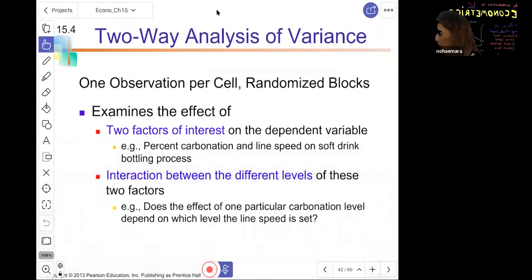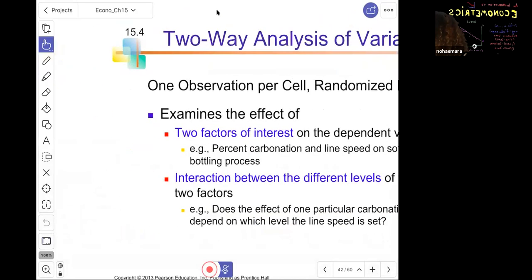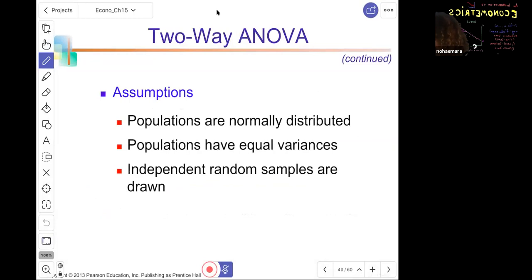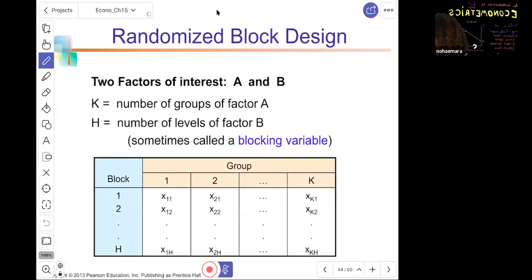Okay, so here we're examining two factors of interest, and we might also be interested in the interaction between different levels. As I told you, it's basically like a multiplication. Again, the assumptions are nothing different: population normally distributed, equal variance, independent random samples, so nothing's new.